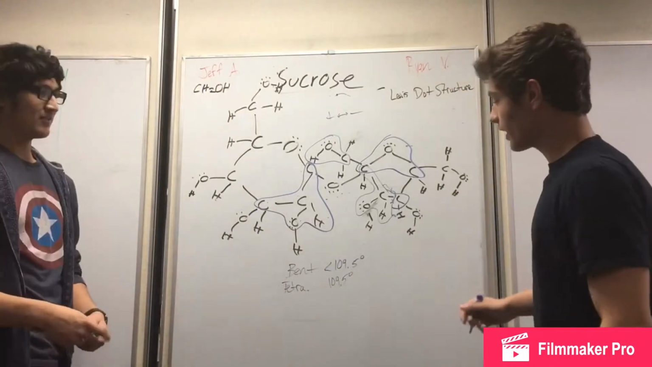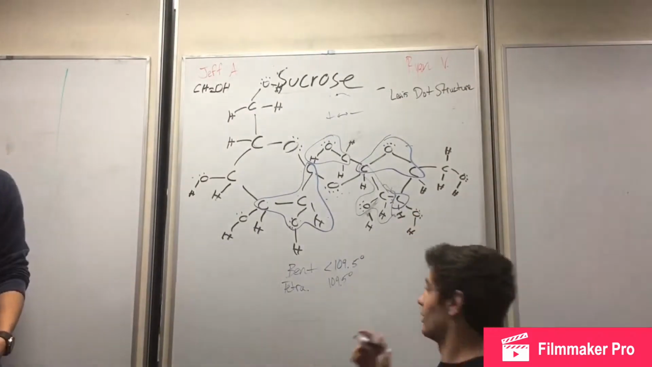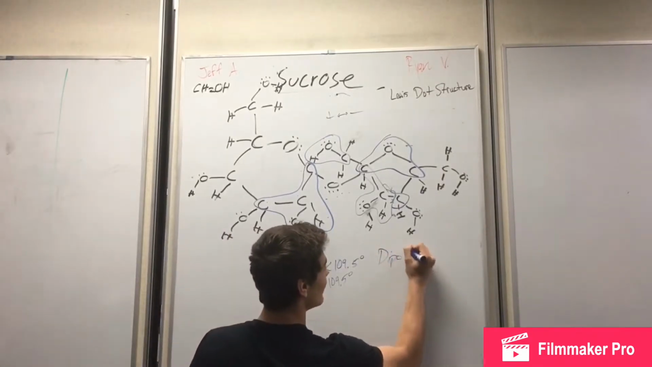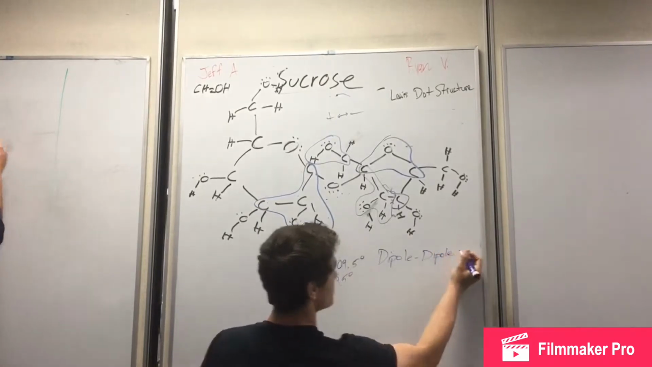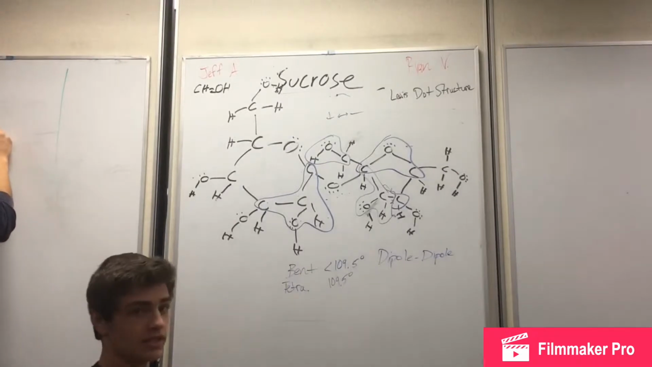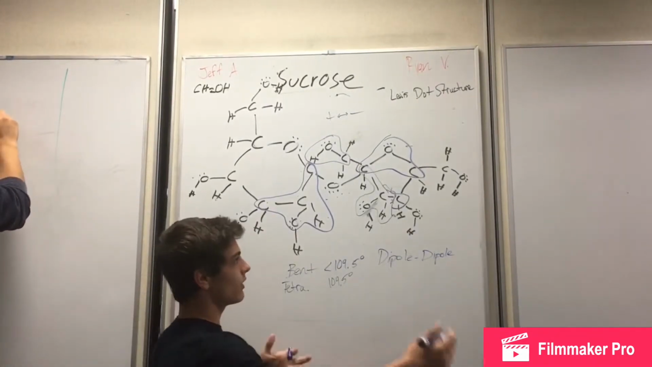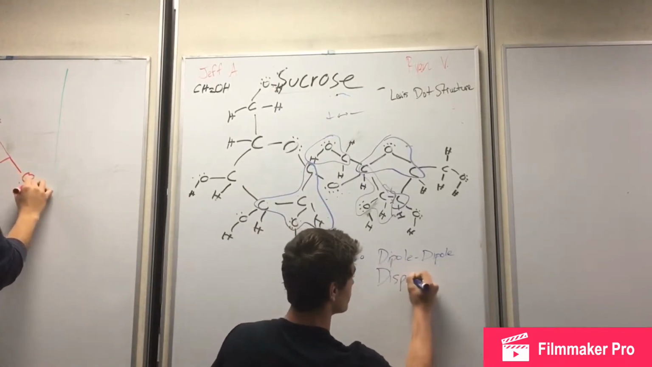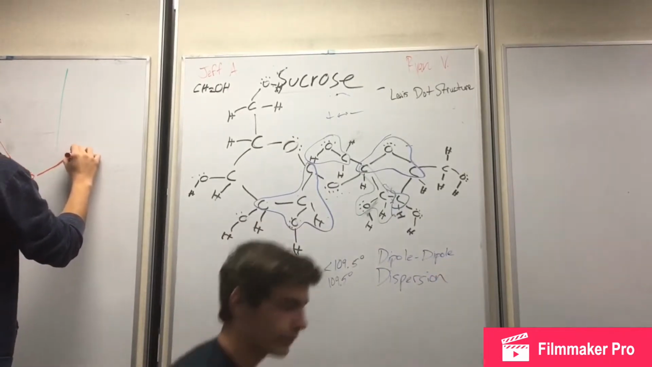Another thing is dipole moments. Those only happen in polar molecules, which just means that the positive charge attracts with the negative charge. And then also, as all molecules have, is dispersion, which is just the electrons kind of randomly connecting with each other.